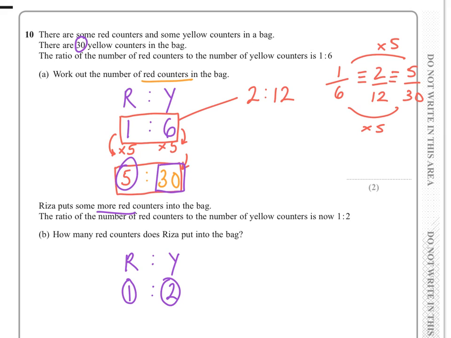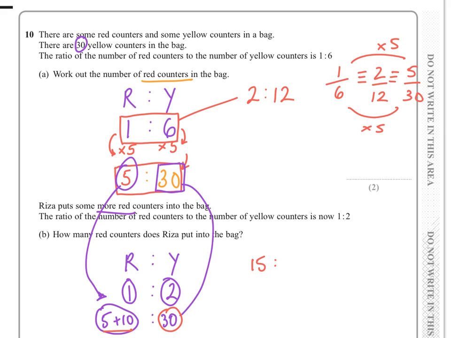So if there were 30 yellow ones in, and there was twice as many yellow than there were red, then there'd have to have been 10 more put in, because if you took this 5 and added 10 to it, you'd have 15, and you've still got your 30 here. So can you see that 5 and 10 here make the 15? You've still got the 30 here, and the ratio 15 to 30, that's red counters to yellow, would be the same as the ratio 1 to 2, because you could divide both of these by 15 to get there. So that's how I would do that particular question.